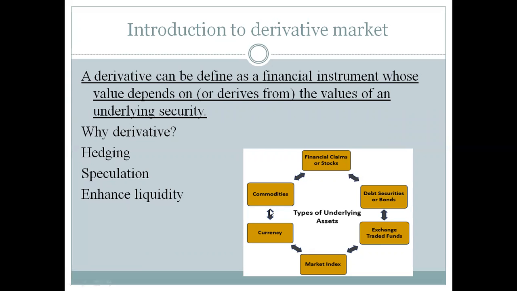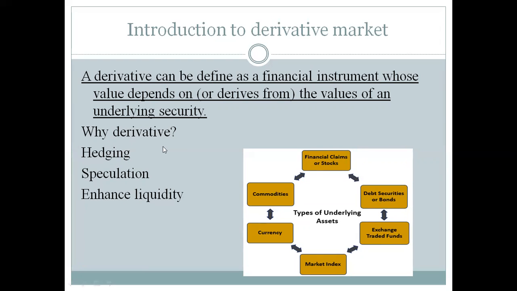Let us take one more example in commodity derivatives, crude oil derivatives. Under crude oil derivatives, the underlying asset will be crude oil. If the price of crude oil increases, the value of crude oil derivatives will also increase. If the price of crude oil decreases, the value of crude oil derivatives will also decrease. So, the value of derivatives depends upon its underlying assets or security.